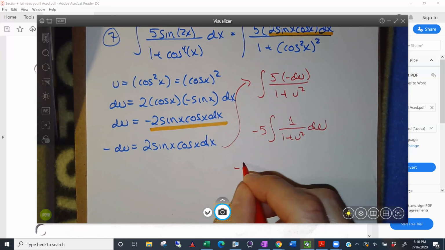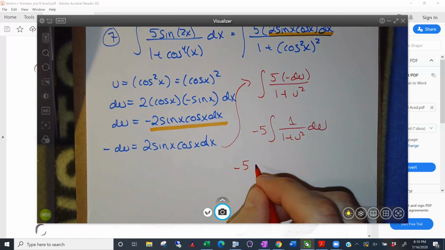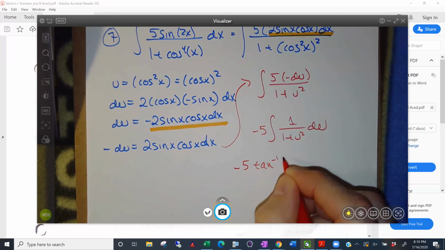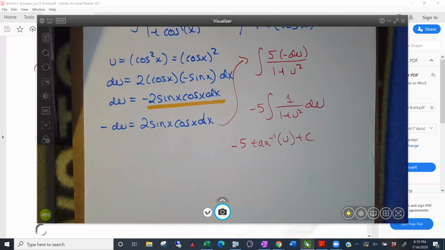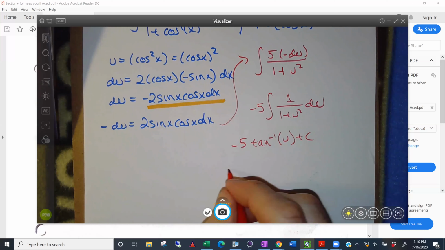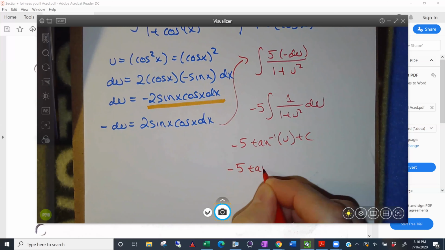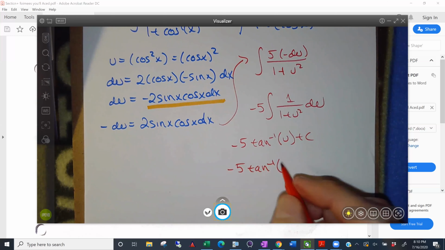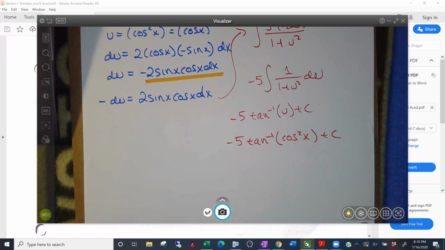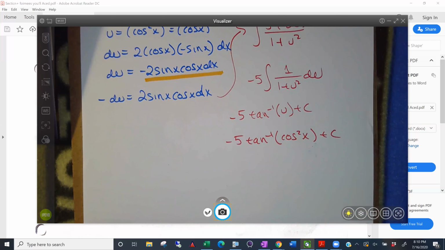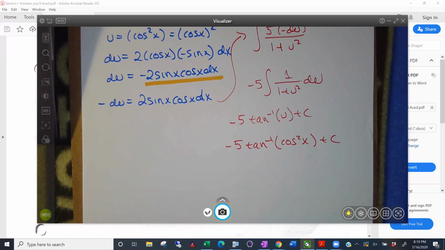So negative 5 times the inverse tangent of u plus a constant, which is negative 5 times the inverse tangent of cosine squared of x plus c. Perfect, just perfect. And that's it.